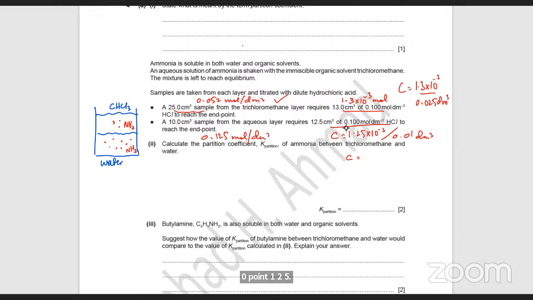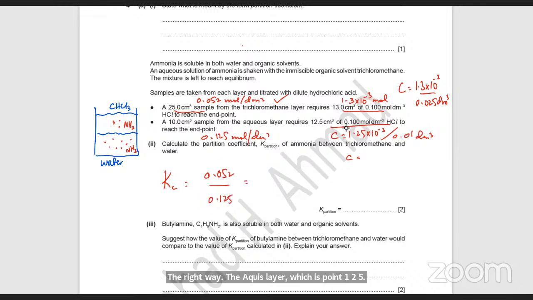So now calculate the partition coefficient. So what will KPC be? It's the solubility. Solubility could be in gram per cm³, but it could also be in concentration. It's the same thing. So the trichloromethane layer, that's 0.052 divided by the aqueous layer, which is 0.125. So what do you get? 0.416. This was the answer.